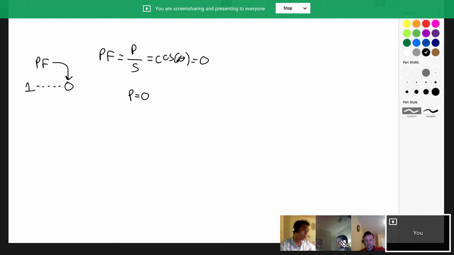How about, couldn't we solve by taking the inverse cosine of 0? Anybody have a calculator handy? 90 degrees. Exactly, 90 degrees. So this time around, before I even draw that triangle, what is Q and S going to equal?